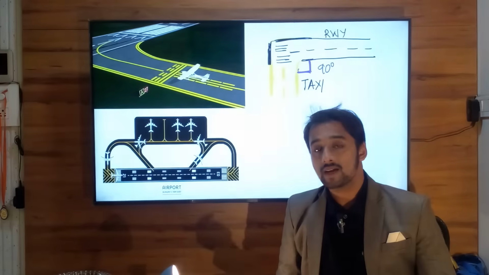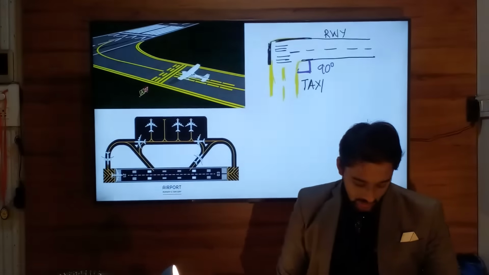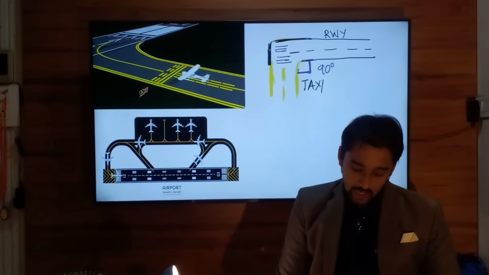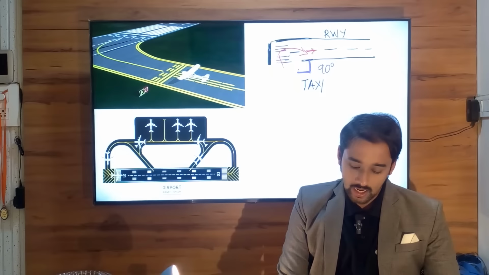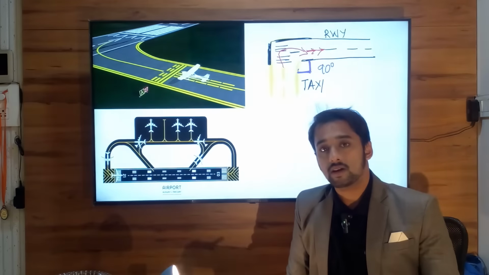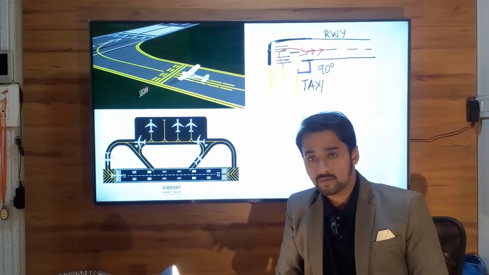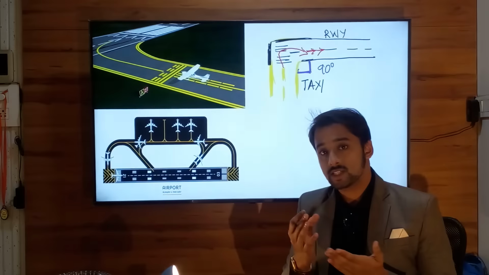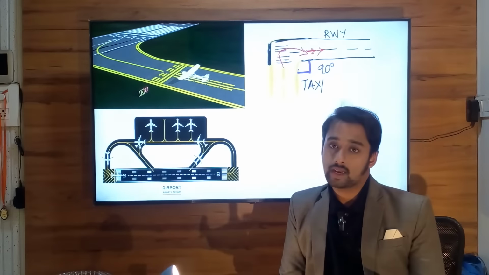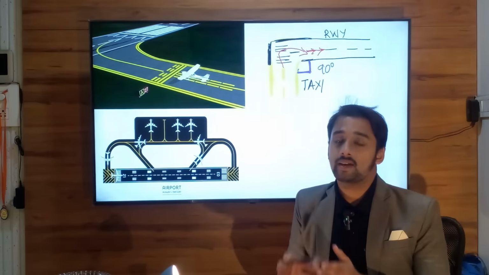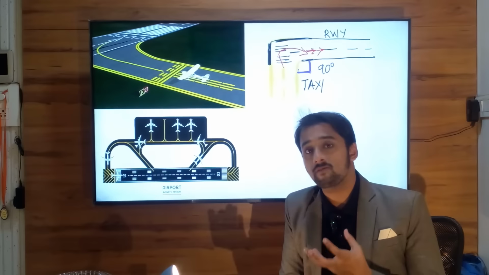Now the time that is spent to maneuver your aircraft on the runway, to turn that aircraft 90 degrees and then align with the center line of the runway, is large. It's too much. So in case of such examples where runway and taxiway are connected at 90 degrees, the time that you spend in turning 90 degrees and then aligning with the runway is too much. So that results in much more runway occupancy time.